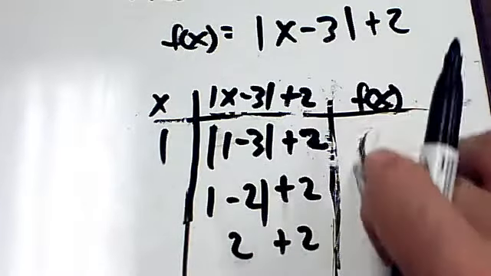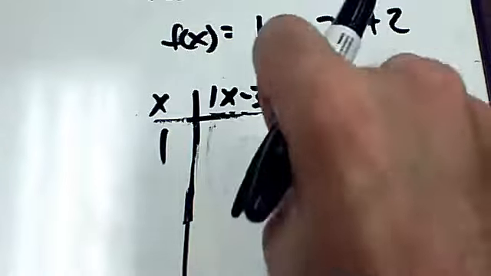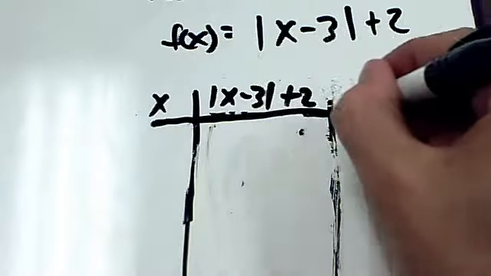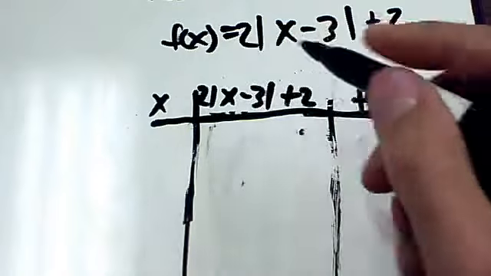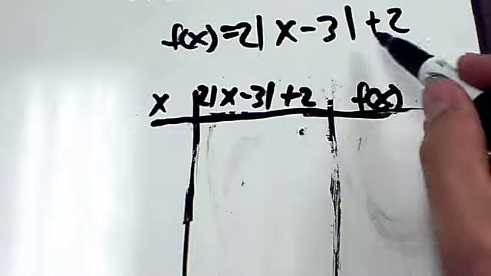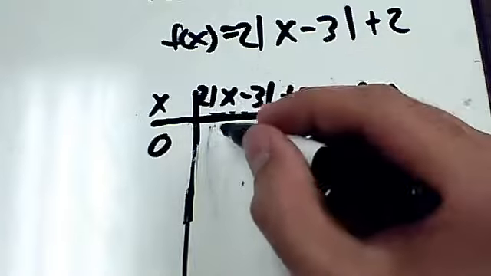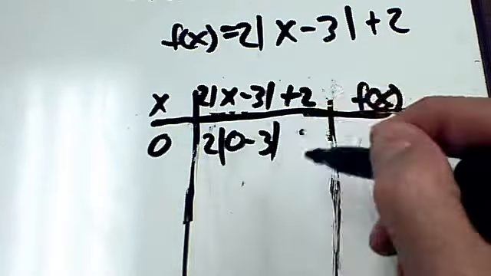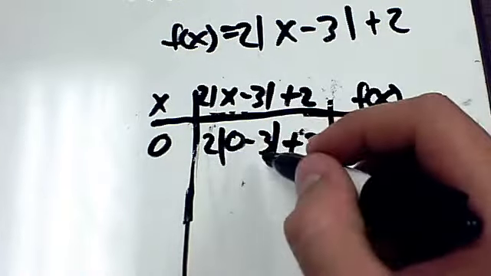Okay, let's actually do one more, kind of a hybrid that's incorporating everything. And let's go ahead and put this 2 back here. And so we'll say 2 times the absolute value of x minus 3, plus 2. Again, we're going to plug in values. And so we'd have 2 times the absolute value of 0 minus 3, plus 2. And let's see what happens.